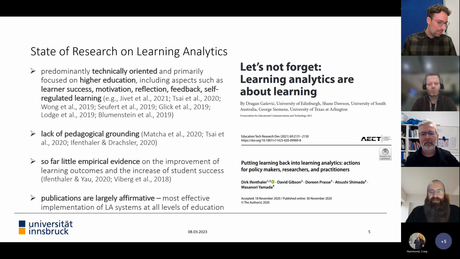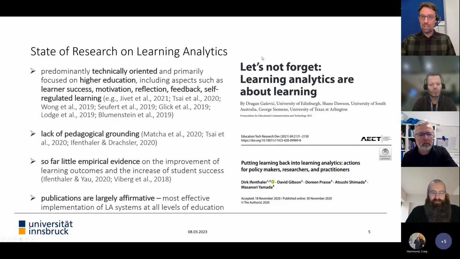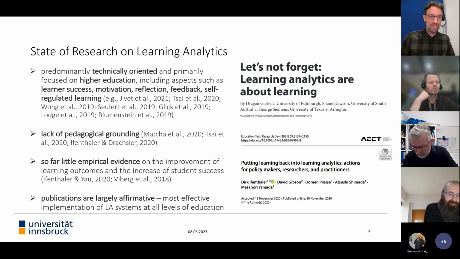Another thing is that even learning is not always in the focus of learning analytics research. As you see, the two papers I show you here on the right side are from really important people from this research community. For example, Dragan Gašević is one of the founders of this research community. And also Dirk Ifenthaler from Germany is really a prominent researcher. And you see from the title, they say, let's not forget learning analytics are about learning, or putting learning back into learning analytics, which means most of the time even learning is forgotten in learning analytics research, which is for me very interesting.